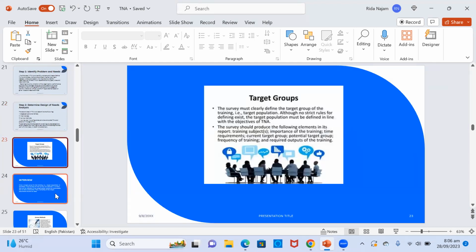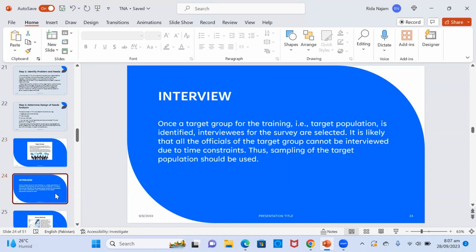Then target groups. The survey must clearly define the target group of the training, that is the target population. Although no strict rules for defining exist, the target population must be defined in line with the objectives of the TNA. The survey should produce the following elements in its report: training subjects, importance of training, its time requirements, current target groups, potential target groups, frequency of training, and the required outputs of training.